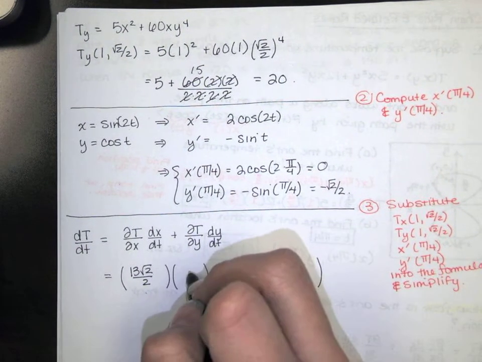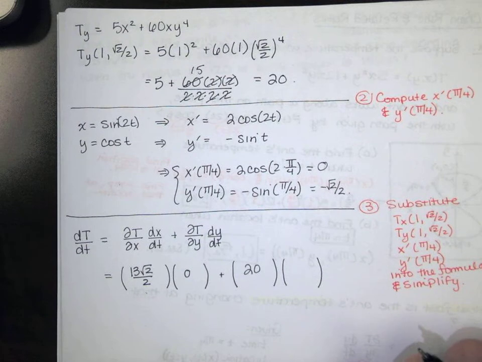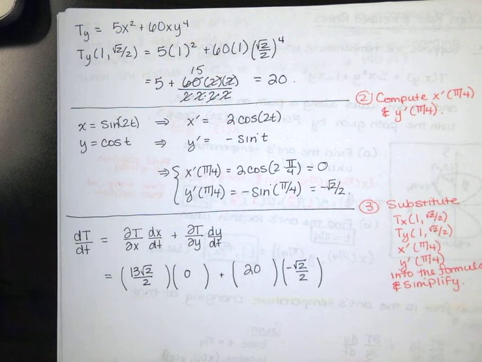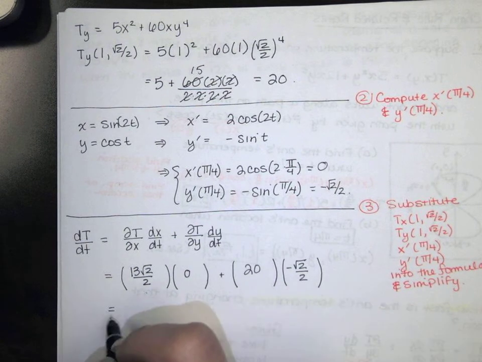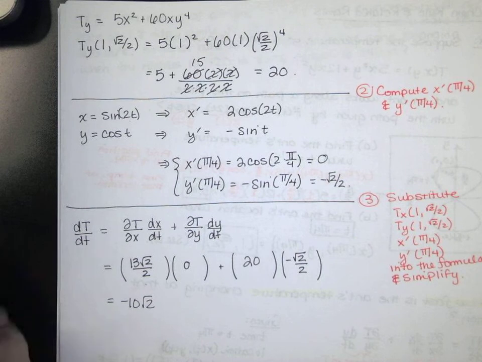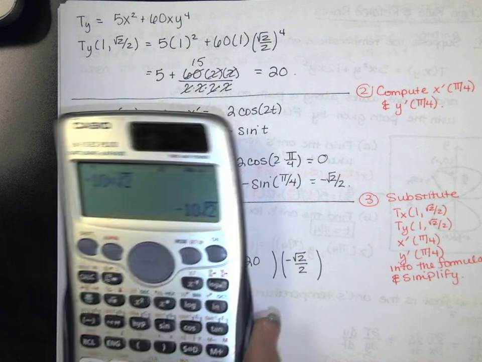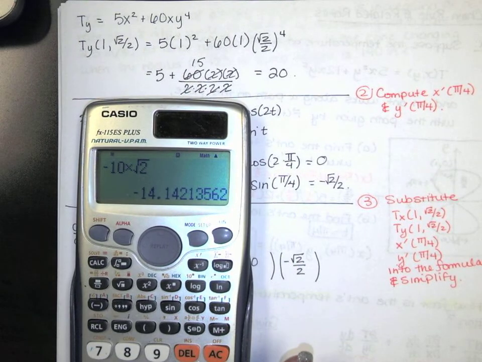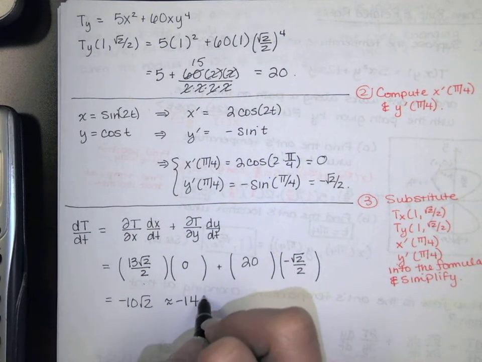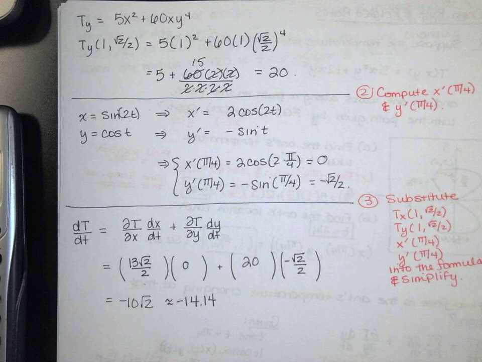dx/dt is 0 at that time. And dy/dt is negative square root of 2 over 2. So we end up with negative 20 root 2, or negative 10 root 2, excuse me. And root 2 is about 1.4. So we're going to see negative 10 times square root of 2. It's about negative 14.14 units. What does that mean?